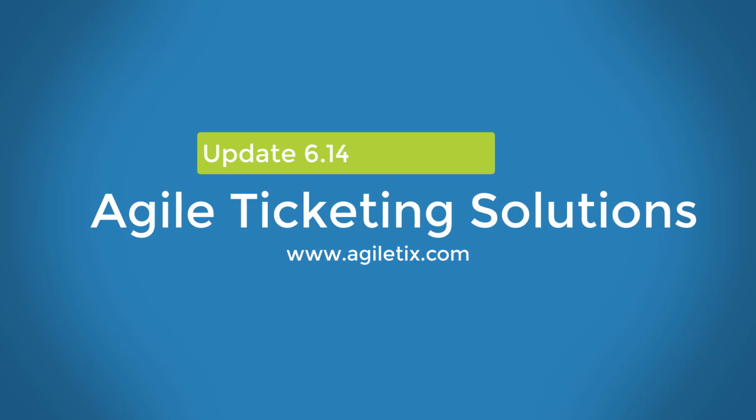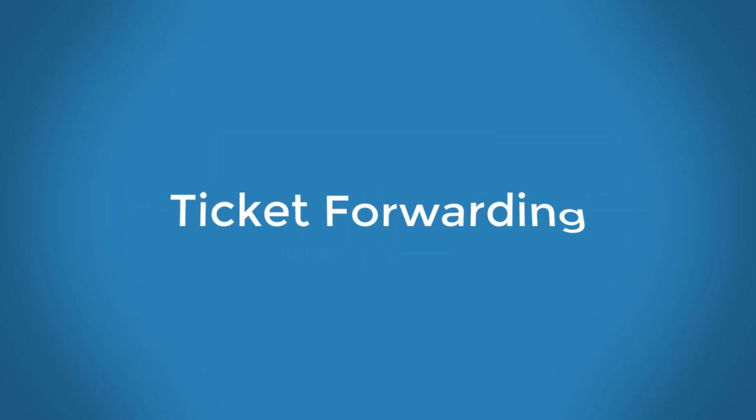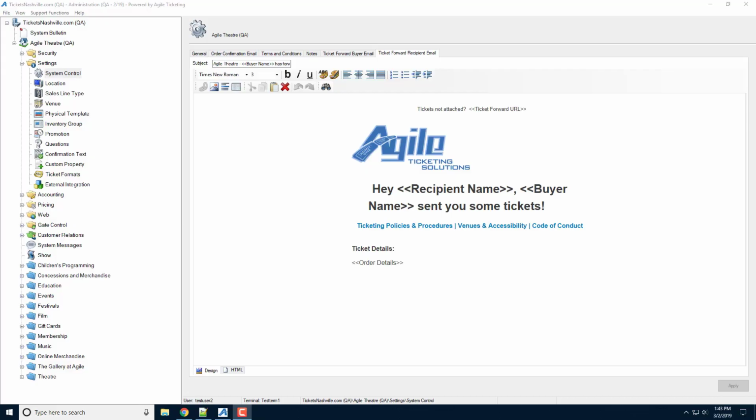We are very excited to introduce you to the significant benefits to the Agile Ticketing System. The first enhancement we are going to cover today is with ticket forwarding. We have added new options in the system control area to customize the emails sent to the person who forwarded the tickets, as well as the person receiving the tickets. Let's take a look.